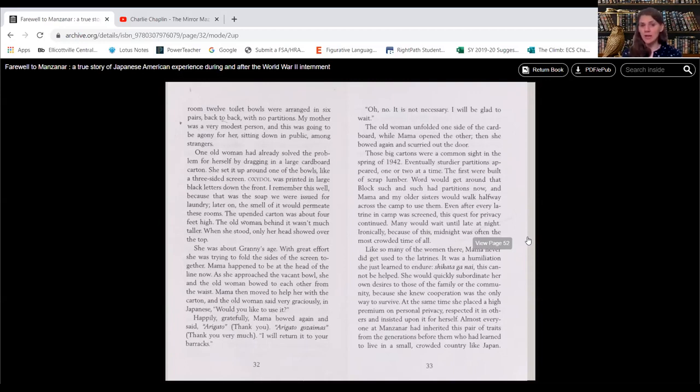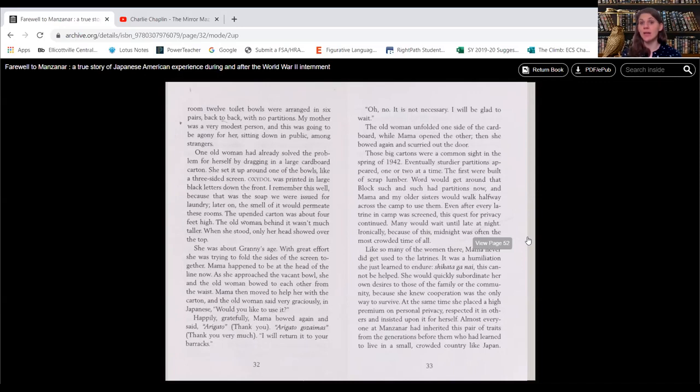Mama then moved to help her with the carton, and the old woman said very graciously in Japanese, "Would you like to use it?" Happily, gratefully, Mama bowed again and said, "Arigato, thank you. Arigato gozaimasu, thank you very much. I will return it to your barracks." "Oh no, it is not necessary. I will be glad to wait." The old woman unfolded one side of the cardboard while Mama opened the other. Then she bowed again and scurried out the door.